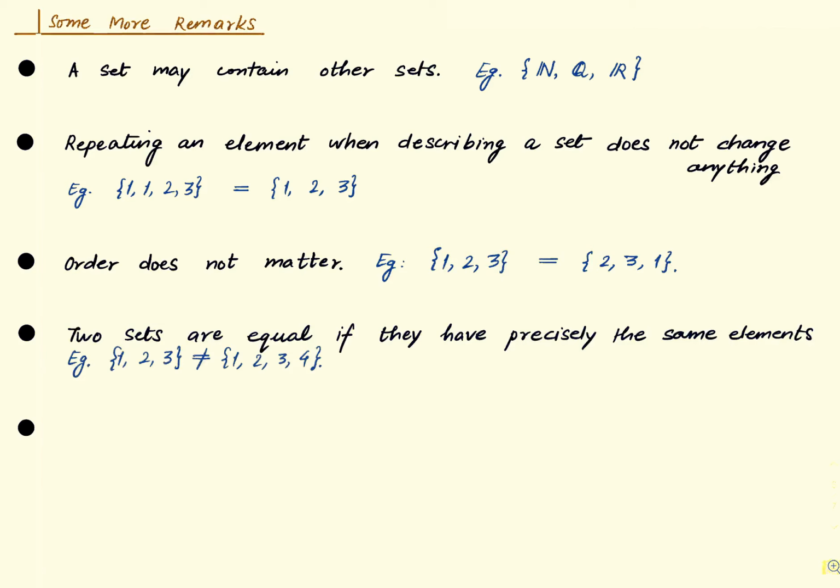And two sets are equal if they have precisely the same elements. So this set is not the same as that set because 4 is an element of this one, but 4 is not an element of the other.